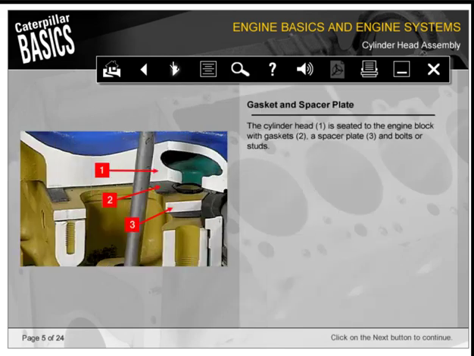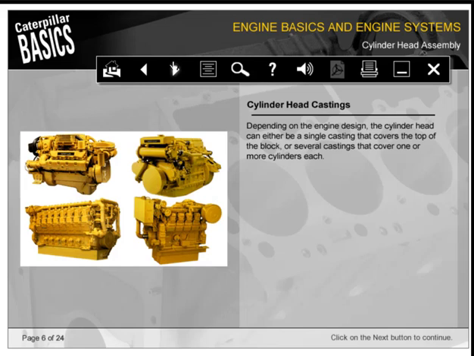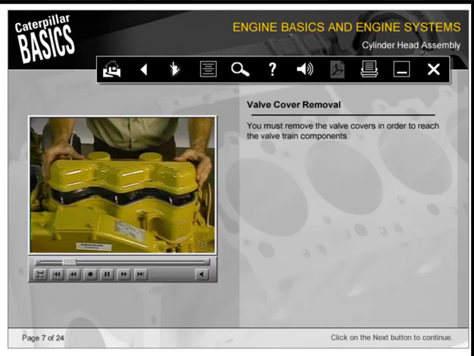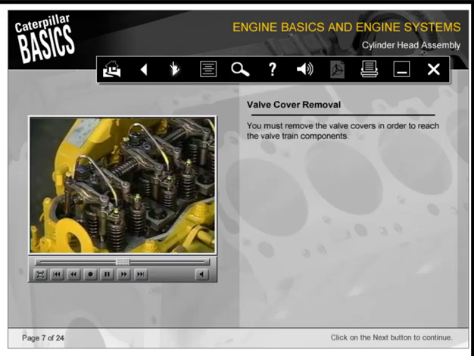The cylinder head, 1, is seated to the engine block with gaskets, 2, a spacer plate, 3, and bolts or studs. Depending on the engine design, the cylinder head can either be a single casting that covers the top of the block or several castings that cover one or more cylinders each. You must remove the valve covers in order to reach the valve train components.